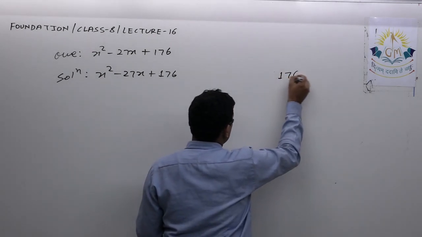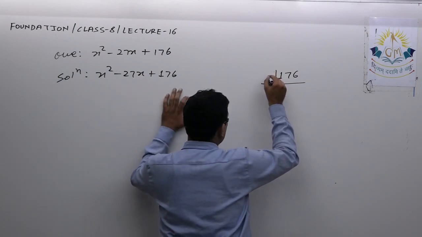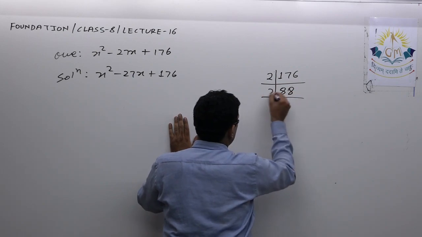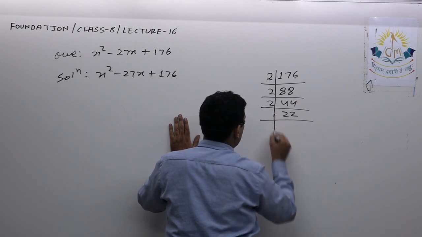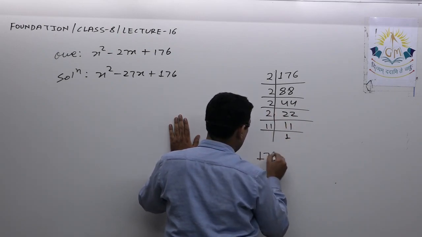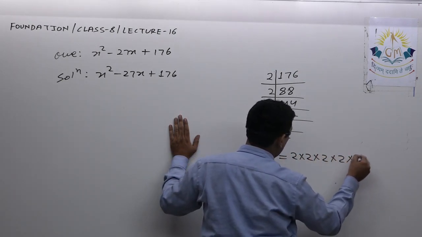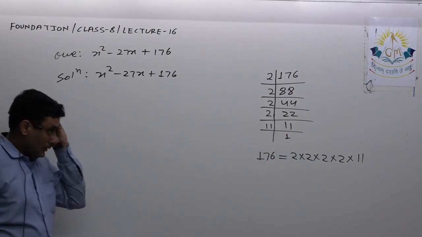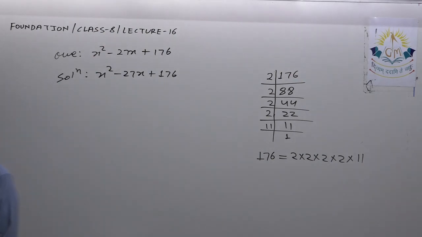I'm giving you the factors, then I will give you time to split it in a proper way. So 176 is equal to 2 into 2 into 2 into 2 into 11. Now think for a while how you will get minus 27, then I will give you its solution.